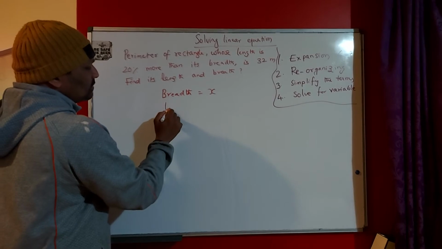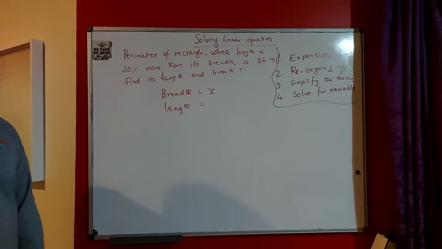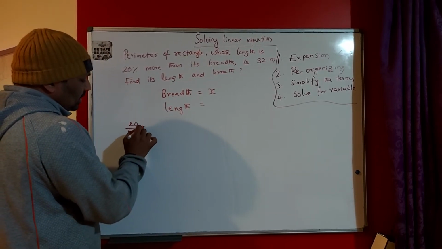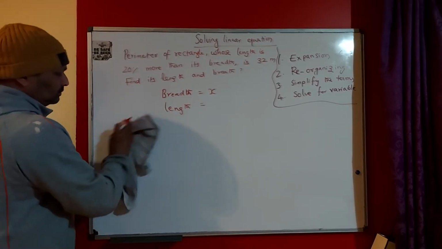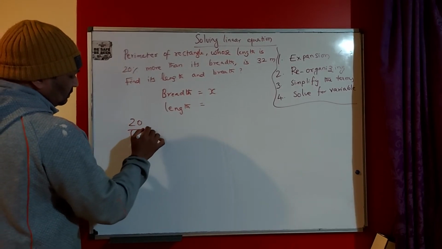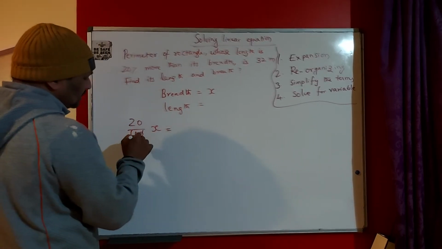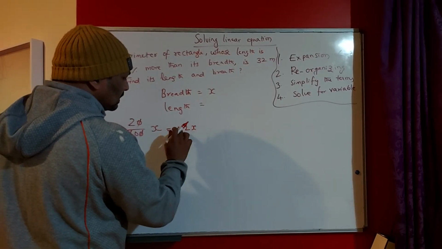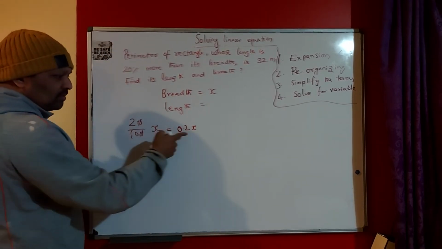Breadth as x. How much would be the length? If it is 20% more, how much would be the length? Okay, if it is 20% more, what is 20% of x? 20 by 100 into x, isn't it? 20 by 100 into x. I'll write it bigger. If I simplify this one, I'll get 2 by 10 becomes 0.2x. 20% of x is 0.2x.